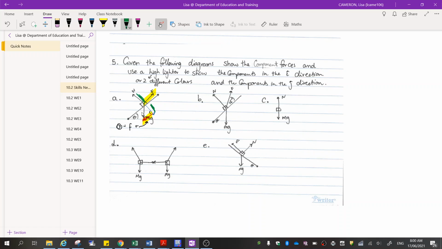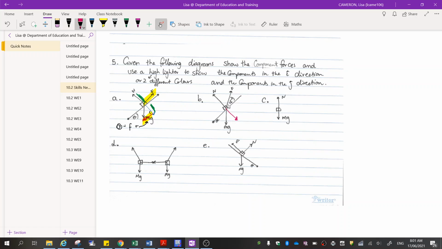Not hard once you draw it, but you've got to draw it first. Okay, so with B, the first one we're going to do is that the N force has got one acting opposite. Then we're looking at this force here. Now, we can see that a strap is pulling it, and this time it's not parallel to the axis like this.